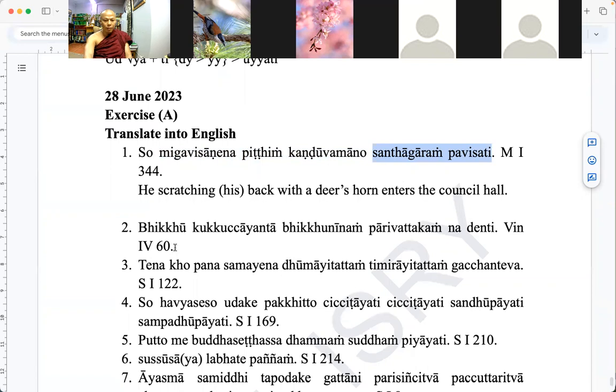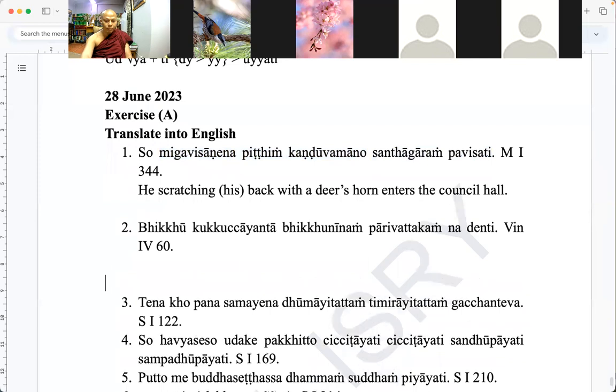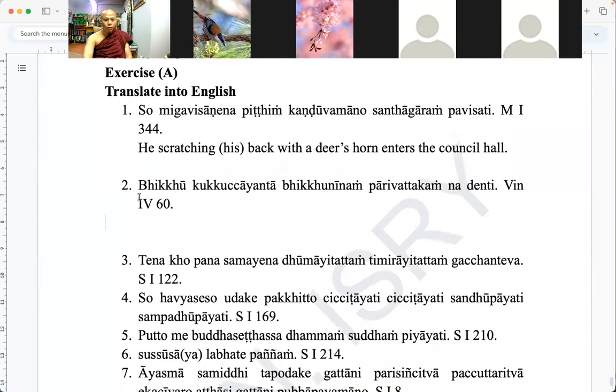And then now number 2. Bhikkhū kukkuccāyantā bhikkhunīnaṃ pariyudakaṃ na denti. Okay. So here you see bhikkhū, monks, and then na denti. Do not give.